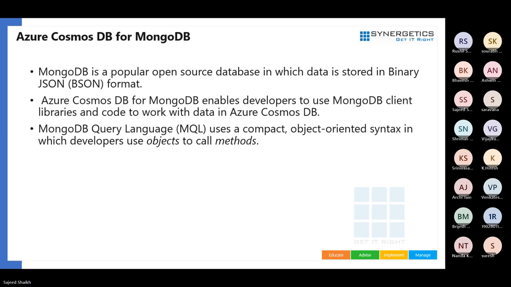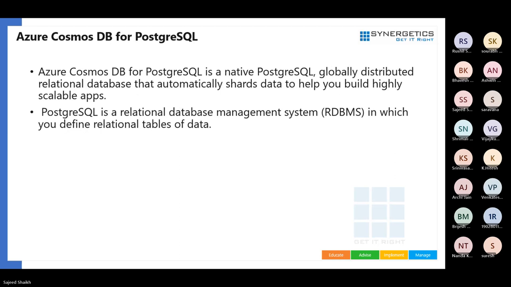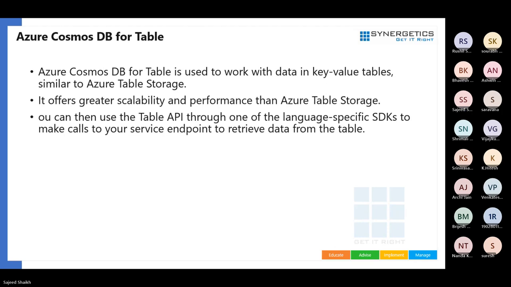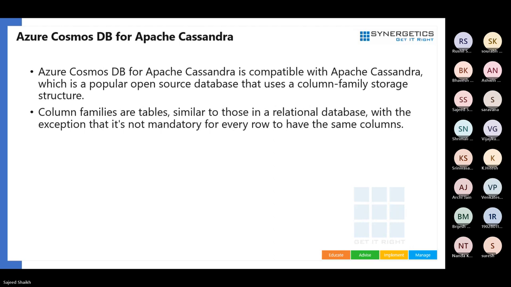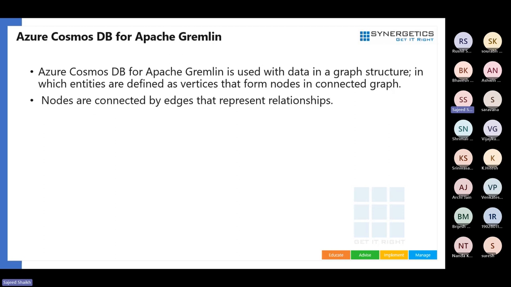In this portal environment, we are just creating the artifacts, the concept. But the use of the concept has to be done at the programming level, depending on the APIs. Then MongoDB, and Postgres. Normal table storage also you can do using Cosmos DB. I mean, you can do anything. You can use Apache Cassandra. You can use Gremlin.